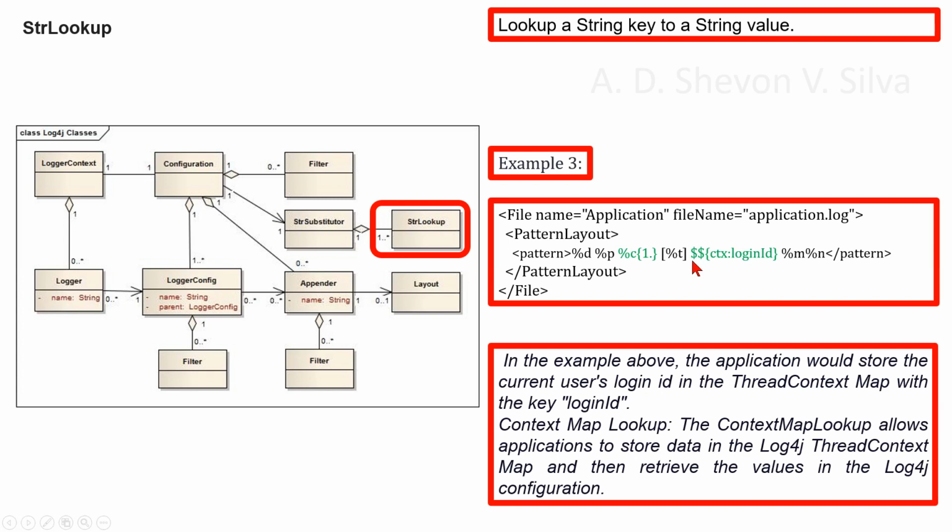The pattern layout supports interpolation with lookups and will then resolve the variable for each event. Note the pattern with $ sign, the % sign X and then loginId would achieve the same result.